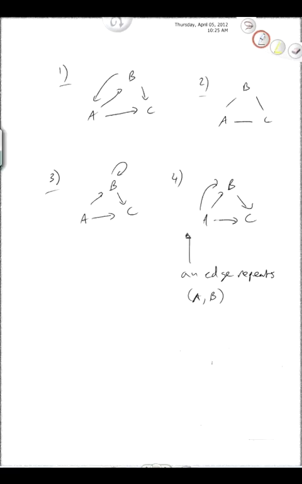And so let's go back and try to categorize our 4 examples here. So example 1 is a directed graph with no self loops. Example 2 is an undirected graph with no self loops. Example 3 is a directed graph with self loops. And example 4 is a directed multigraph without self loops.